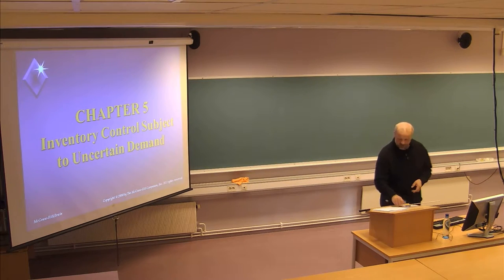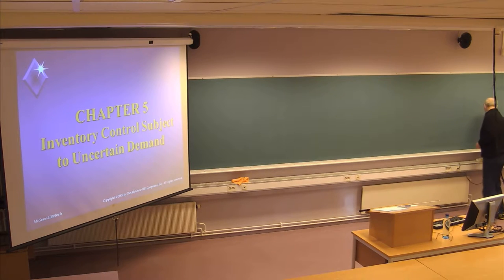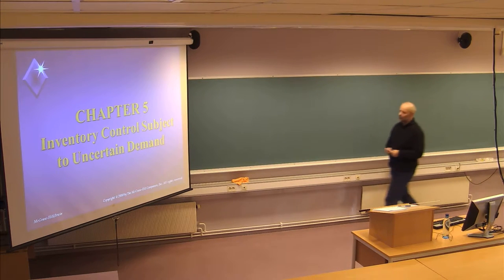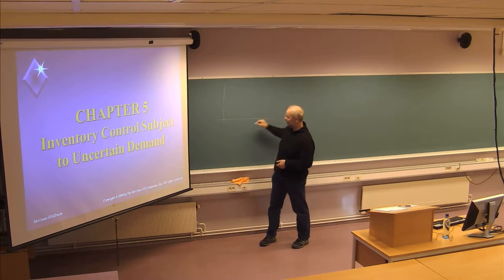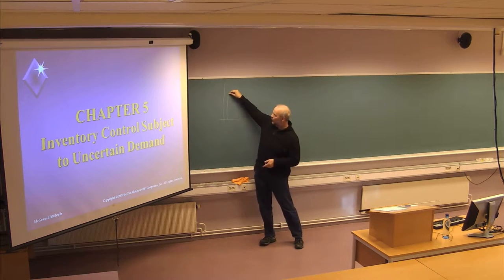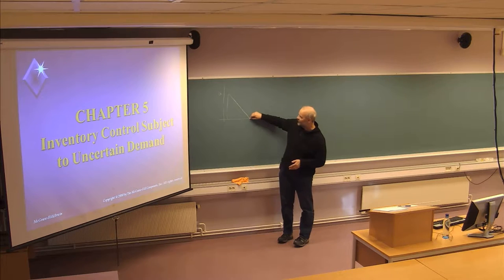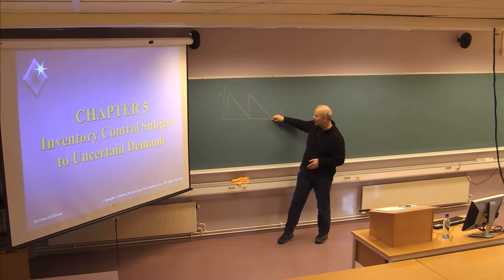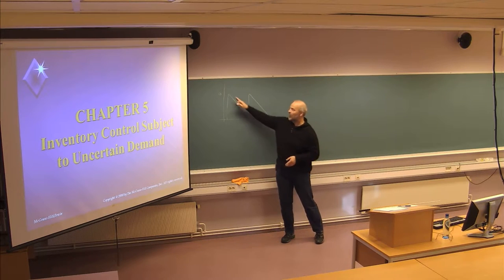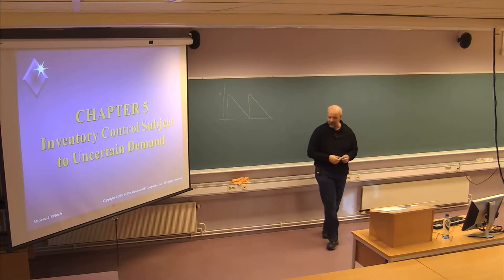And as we have seen earlier, for the fixed or deterministic demand situation, we will have a situation which looks like this. We will order a certain amount, and then we will have a fixed demand rate, and then when we reach zero, we will place a new order of the same amount. And the angle of this demand curve will always be the same in this particular situation.